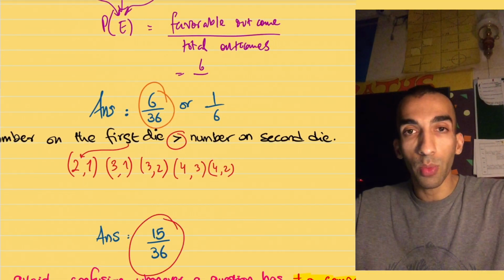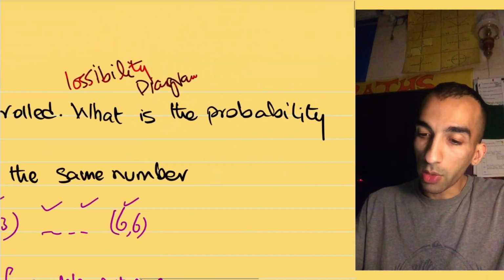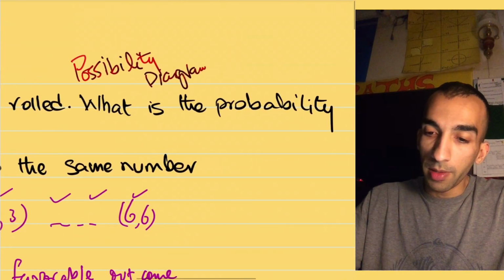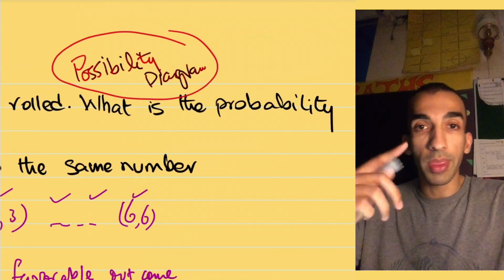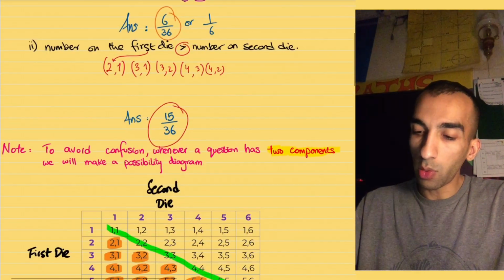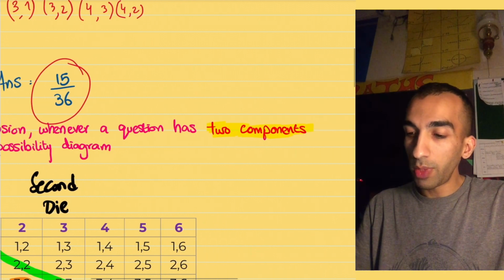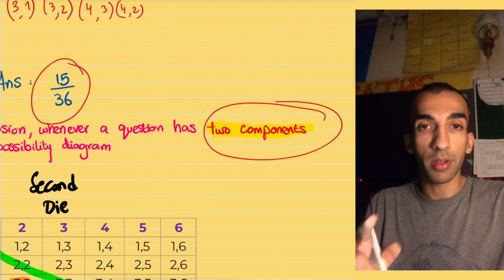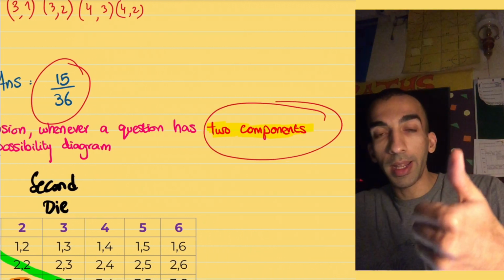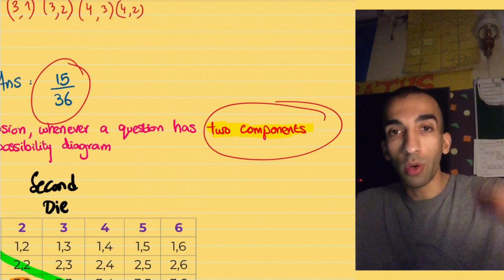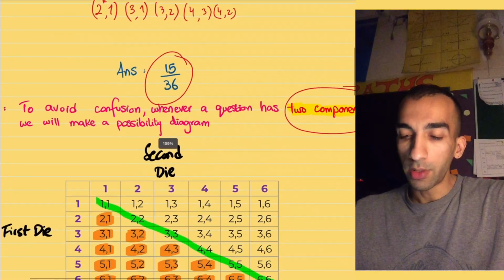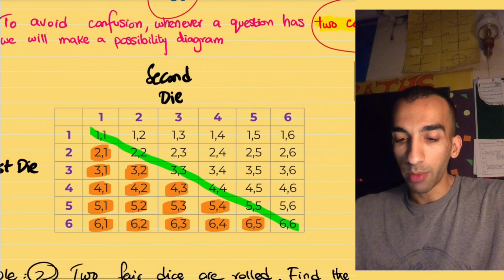But how did we end up with that? Once again, we are going to learn the possibility diagram. With that, it's going to be really easy and real quick. To avoid all confusion, whenever we have such a question that has 2 components, what 2 components? One die after another, one coin toss after another coin toss. That's 2 components. We will make a possibility diagram. Now this is really easy.